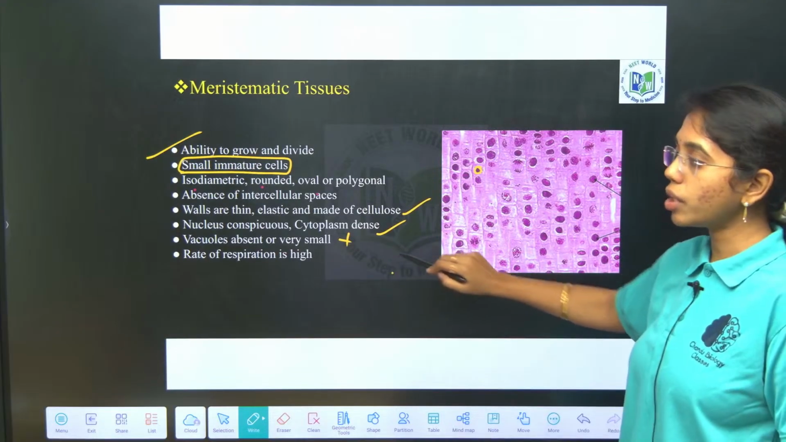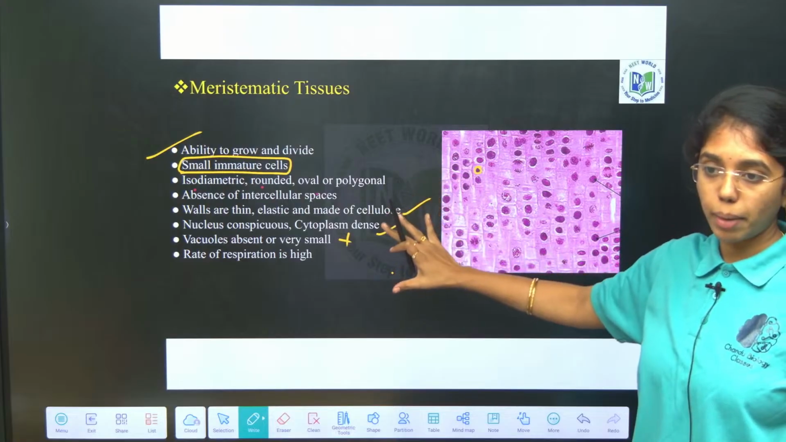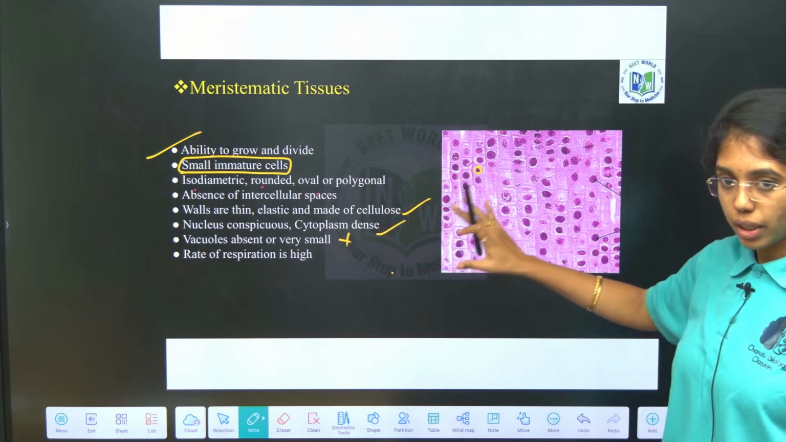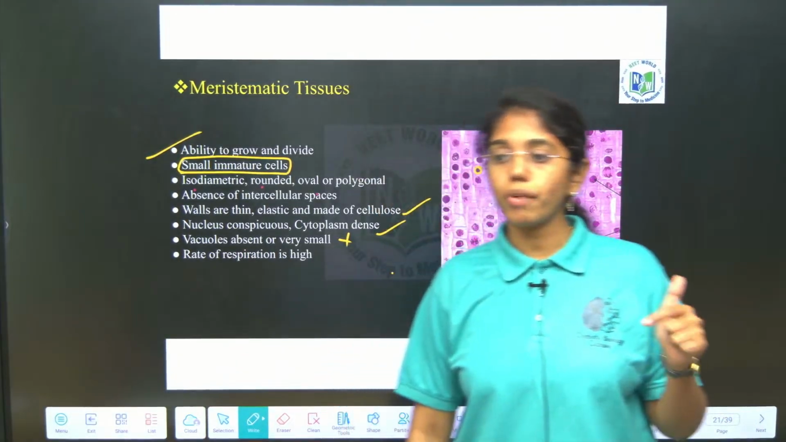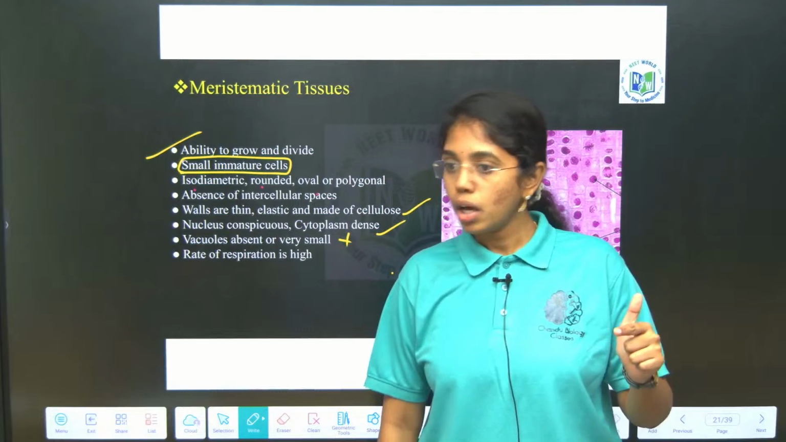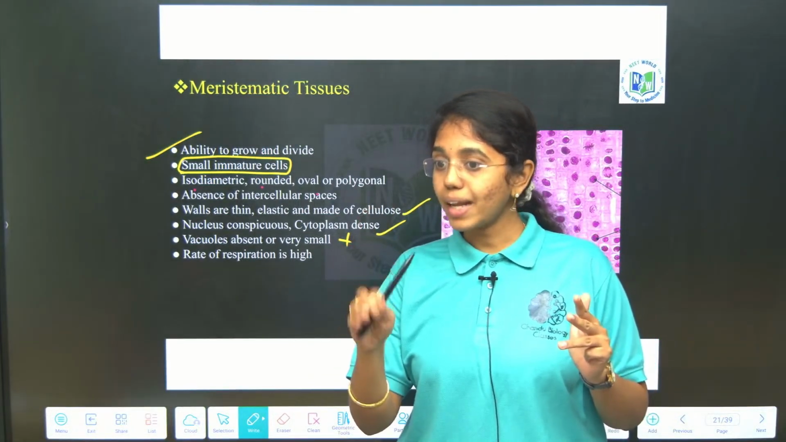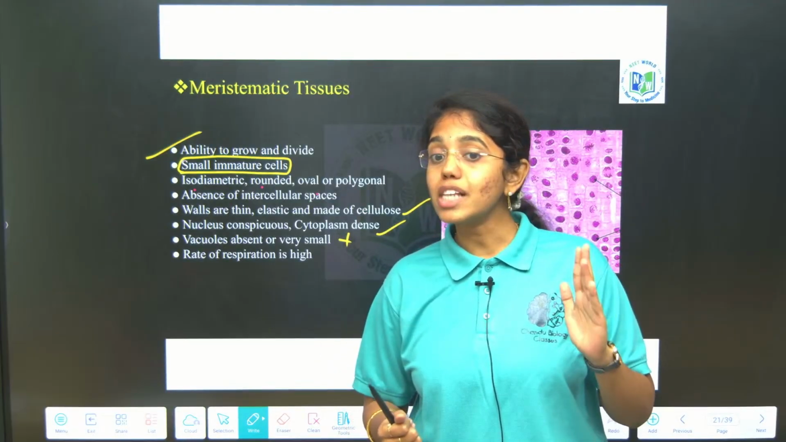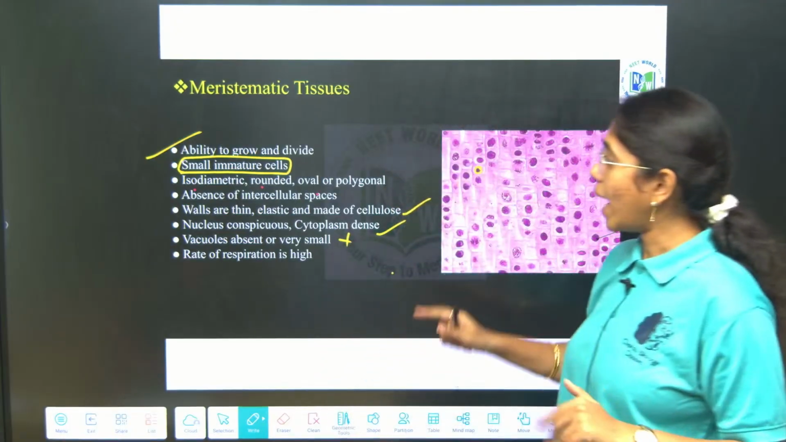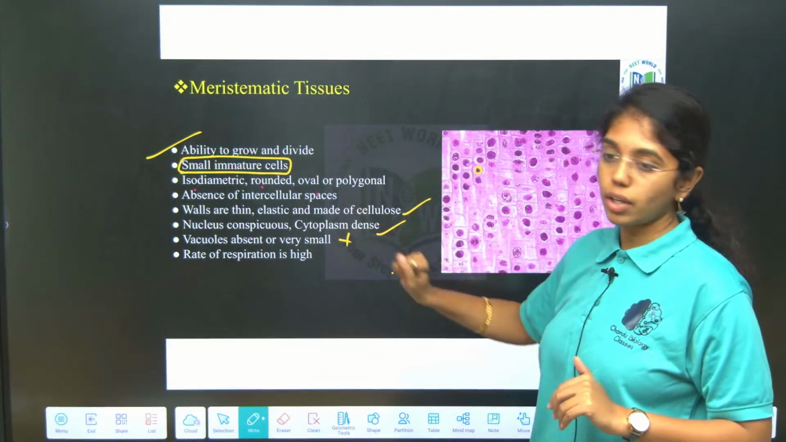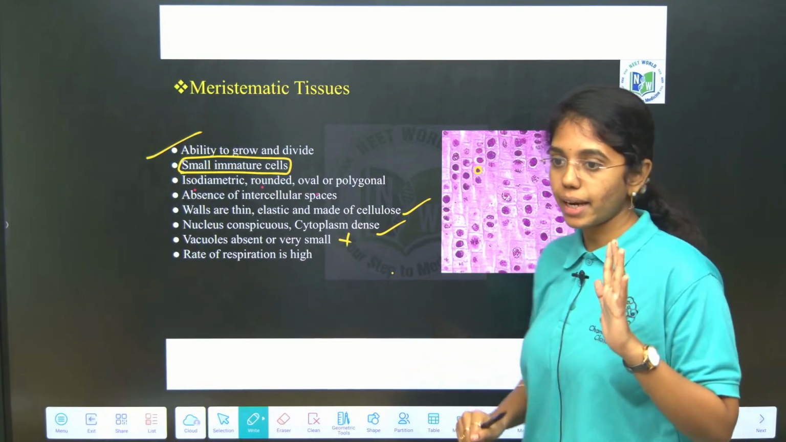These are the characteristic features of meristematic tissues. Just read it once and fix it in your mind. Characteristic features are what? High rate of respiration because of continuous division, vacuoles may be absent or small, no intercellular spaces, cell wall will be thin and elastic so that they can divide easily. There are no cell wall depositions like lignin and suberin, and they do not have intercellular spaces. Nucleus is conspicuous, cytoplasm is dense. Clear? Next.